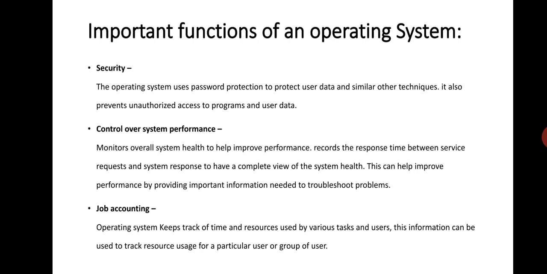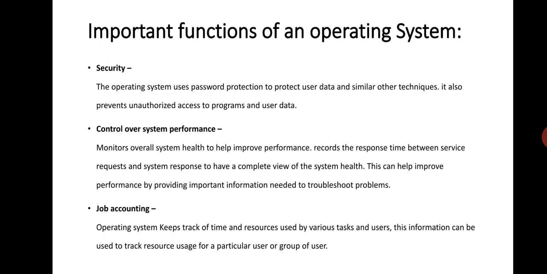So that function has been given in operating system. Control over system performance, where the operating system monitors overall system health to help improve performance, records the response time between service request and system response to have a complete view of the system health. So control over system performance can help to improve performance by providing important information needed to troubleshoot problems.